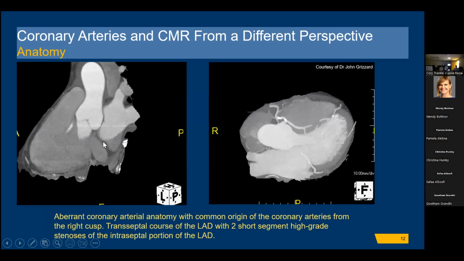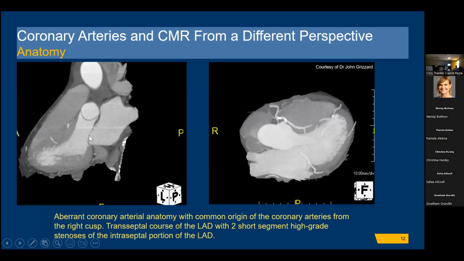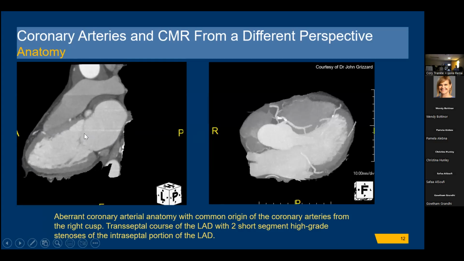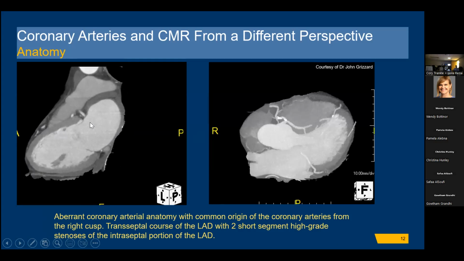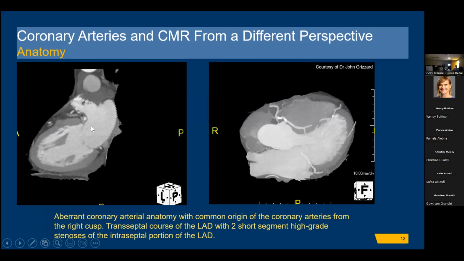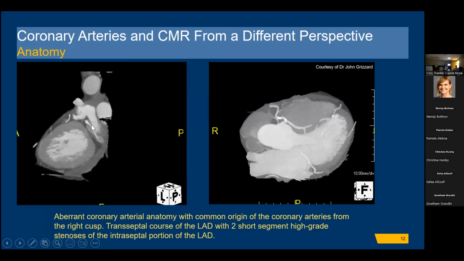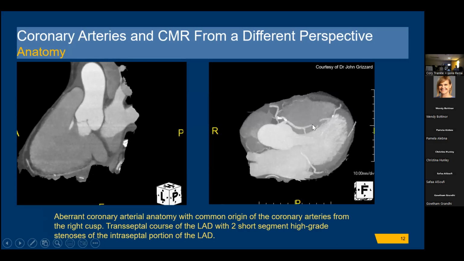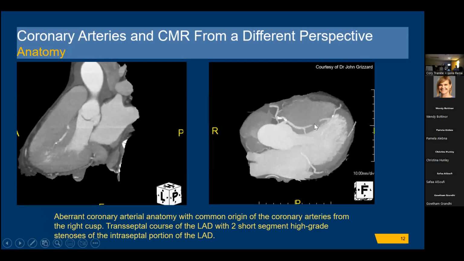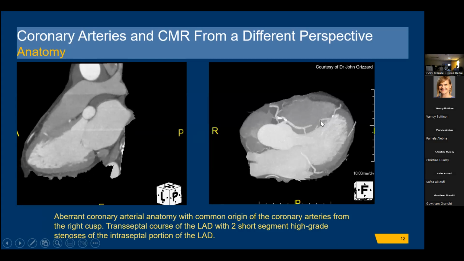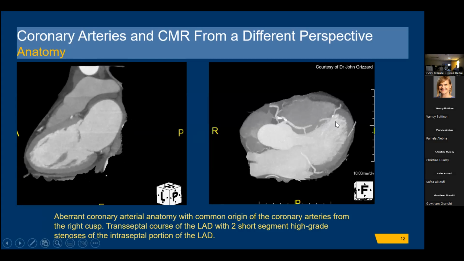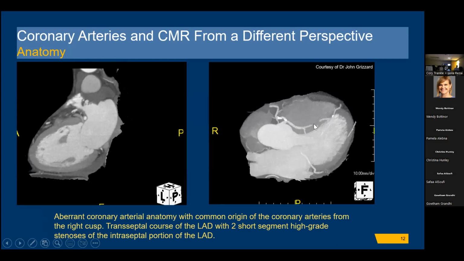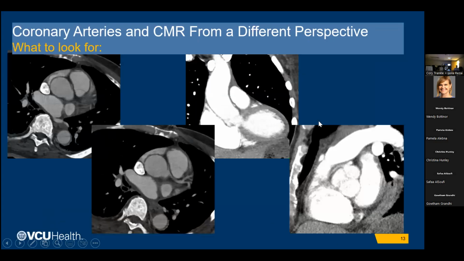We have another example of an aberrant coronary artery. It is basically originating from the right side, going to the left side, the left coronary artery, and it is embedded within the myocardium. However, in this one, we can see that there are areas of severe stenosis within the course of the mid to distal LAD.